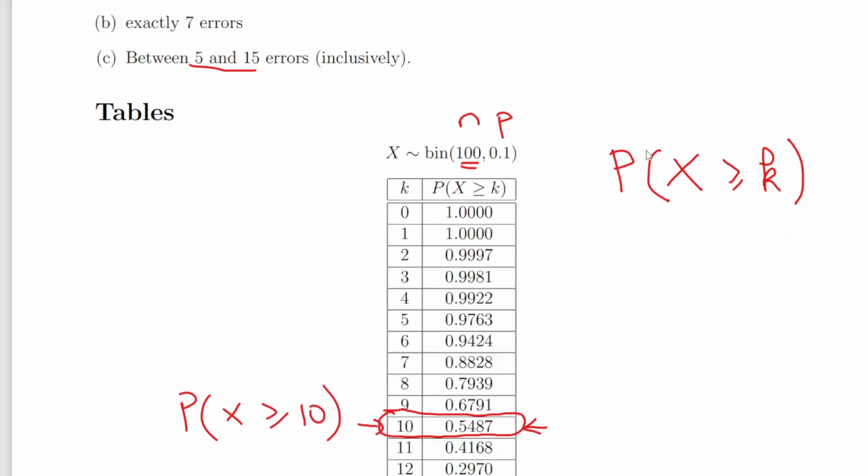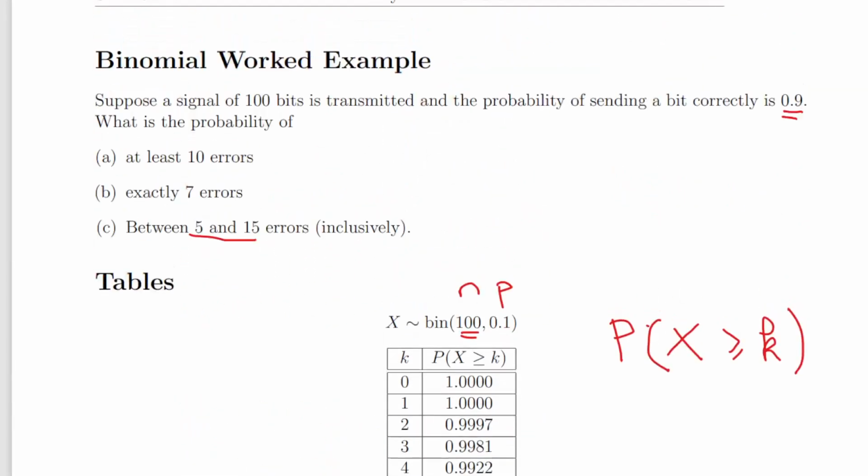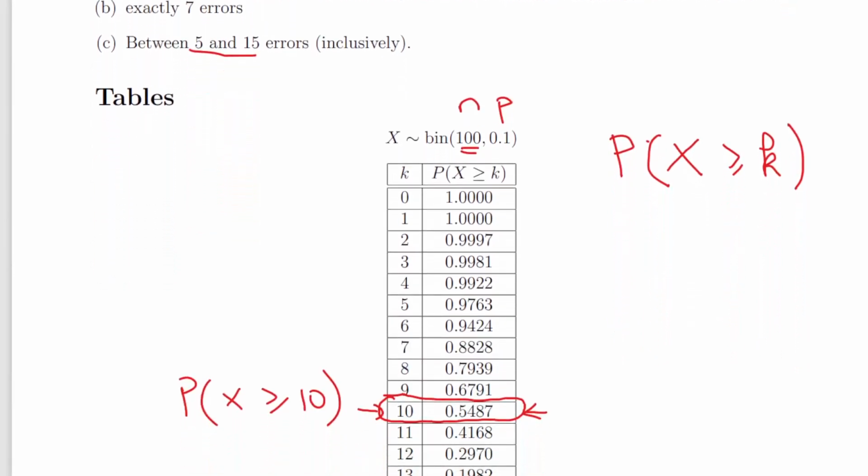A step I've skipped is that we have quite a lot of tables in our book, so we have to take a while to make sure we have n equal to 100 and p equal to 0.1. Just search through it, and you should be able to navigate your way through it very quickly. The second question is exactly 7 errors. This value here is 0.8828. That's the probability of x greater than or equal to 7.